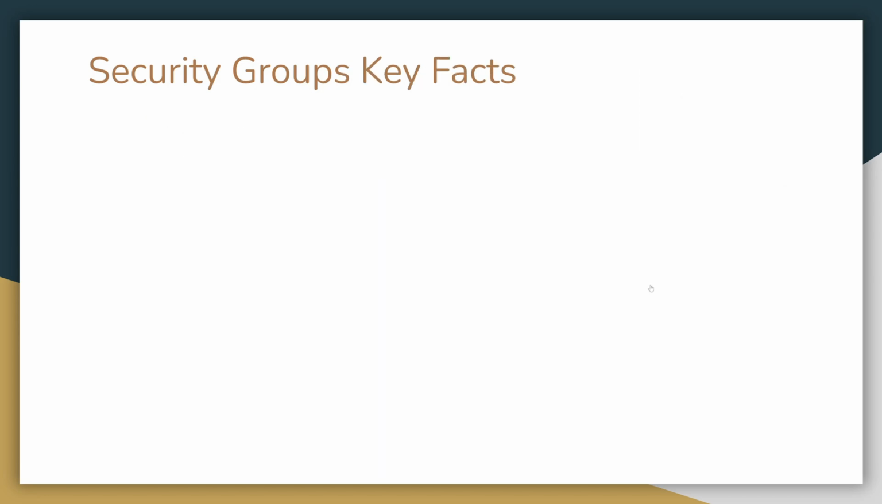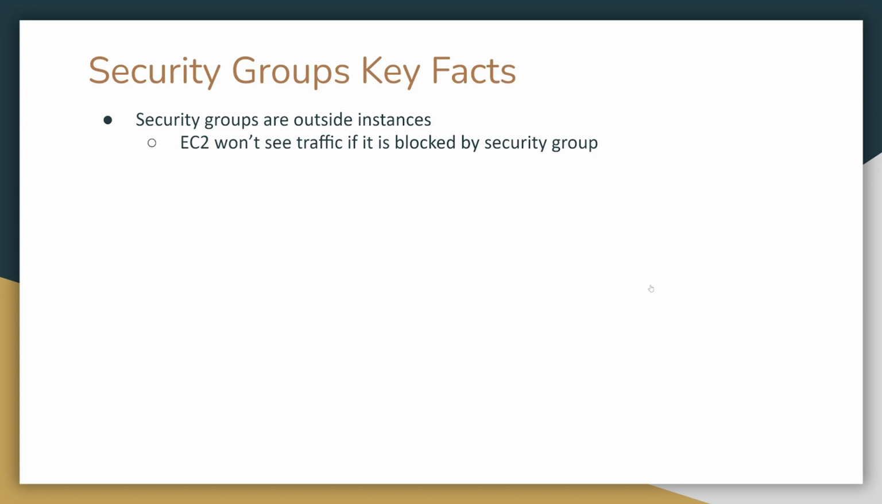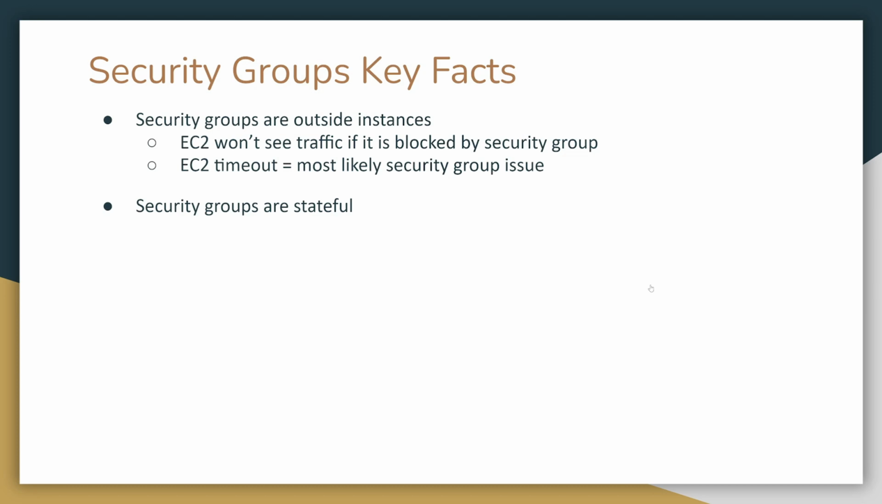Let's talk about security group key facts. Security groups are outside of the instances. EC2 won't see traffic if it is blocked by a security group. And also, if you have an EC2 timeout, most likely it's a security group issue. Security groups are stateful, meaning if you allow an incoming request from an IP, the response is automatically allowed regardless of the outbound rule.